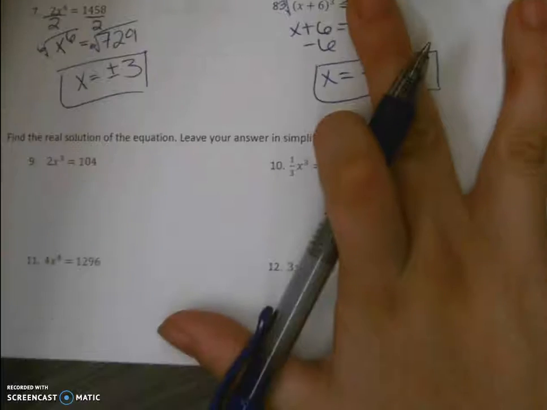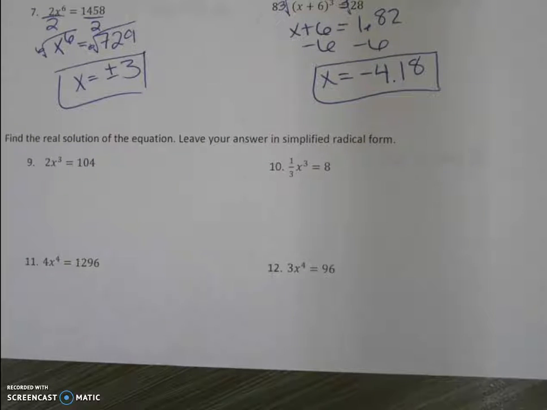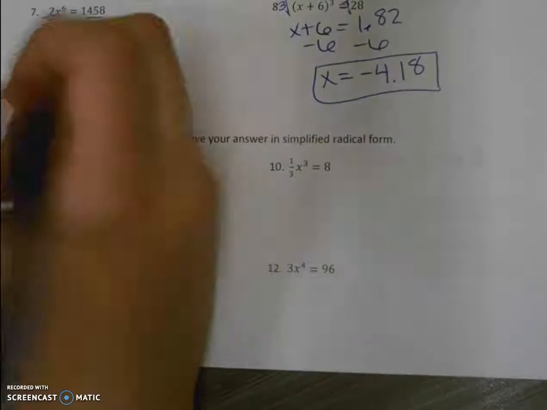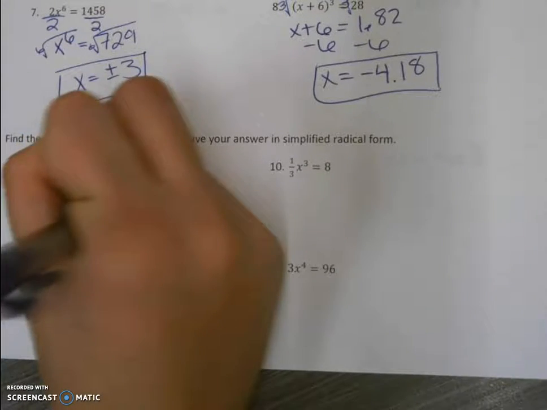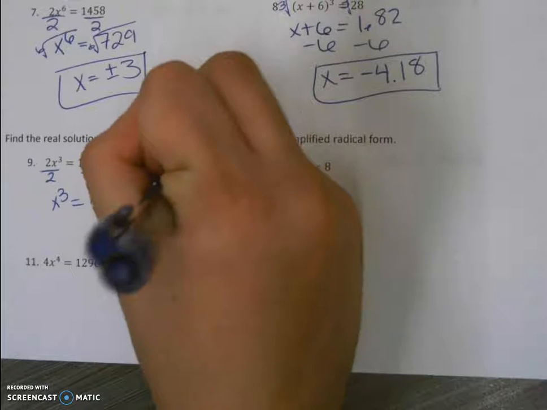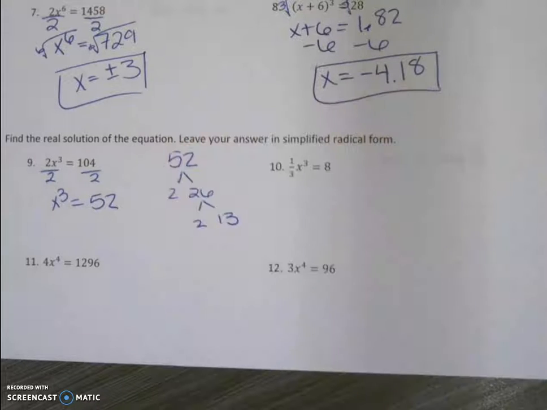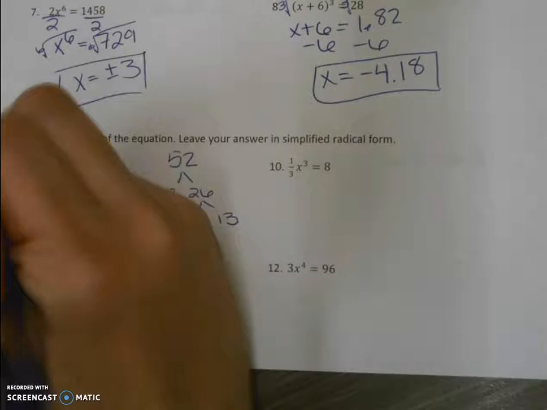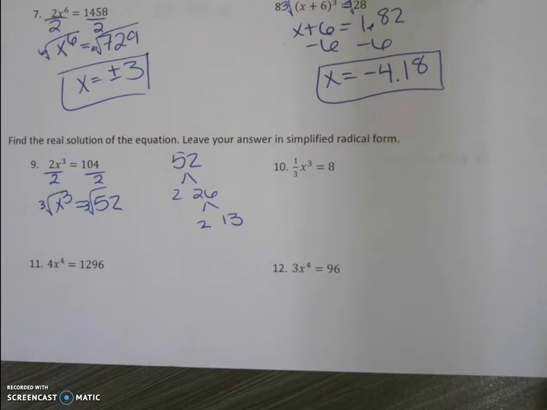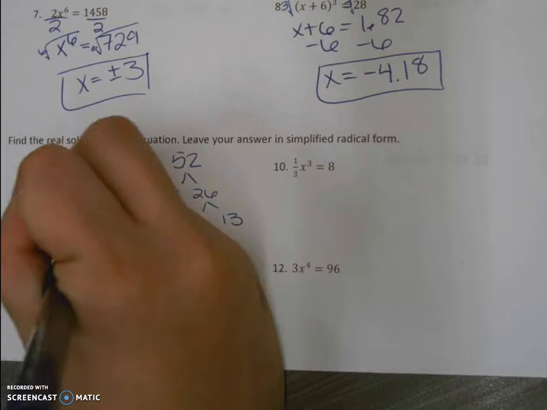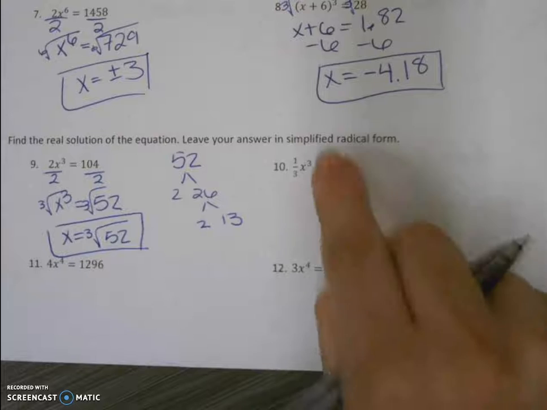Moving on. These ones want me to still find the solution, but if I have a radical, it wants me to leave the radical there. So I'm not going to get this using the calculator. I divide by 2. I get x cubed equals 52. I do my factor tree for 52. 2 and 26. 2 and 13. I'm looking for groups of 3. Oh, I forgot to do my cube root anyways. But I'm looking for groups of 3. I do not have any groups of 3. So it's going to stay exactly as it is. It's going to be x equals the cube root of 52. I can't do anything with that, and it wants me to leave it in simplified radical form.